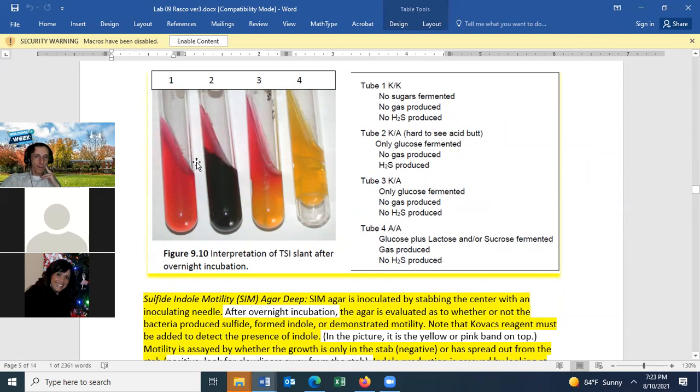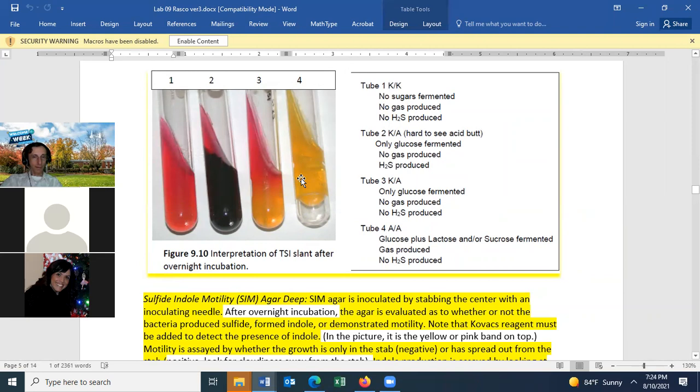Tube 1 has no fermentation of the sugar on the slant, so it's negative here, and no fermentation in the butt, so we say K/K, or you could say negative, negative. The first being for the slant, the second being for the butt. This one is complicated to discuss. Let's discuss it later. Let's move on to this one.